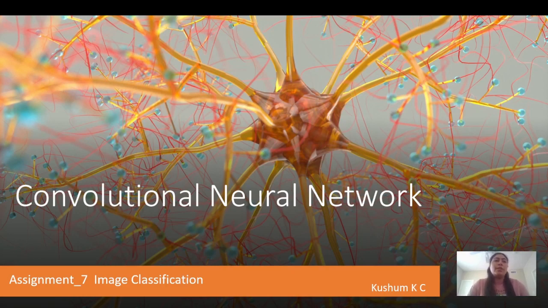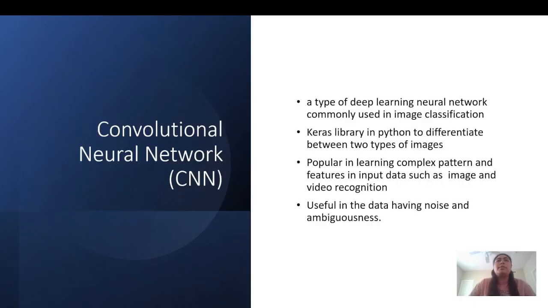Today in this video I'll be talking about convolutional neural network as a part of assignment 7. Starting with what convolutional neural network is. It's basically a type of deep learning neural network which is commonly used for image classification. It's most popular in learning the complex pattern and features in the input dataset, and it also handles the input data if it has a high amount of noise or ambiguousness attached with it.